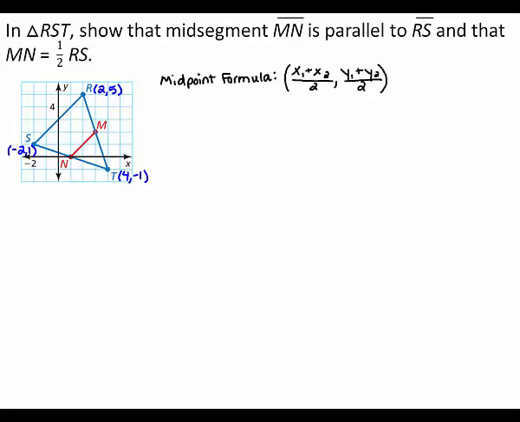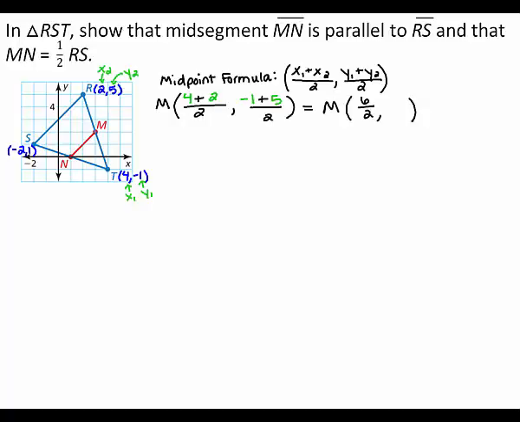To find the coordinates of point M, let x1 equal 4, y1 equal -1, x2 equal 2, and y2 equal 5. You can substitute these values into the midpoint formula. When you simplify, 4 plus 2 gives you 6, and -1 plus 5 gives you 4. 6 divided by 2 gives you 3, and 4 divided by 2 gives you 2. So, the coordinates of point M are 3, 2.